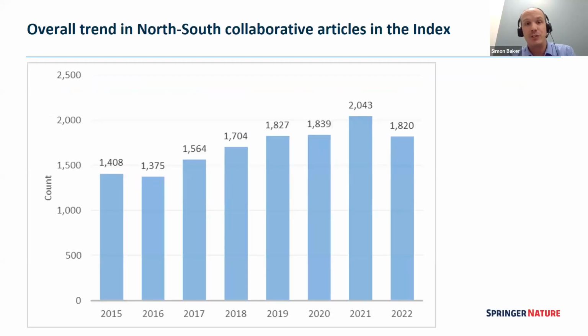For instance, here, this is just some overall trends in collaboration between global North-South. It shows the total number of papers published in Nature Index journals that featured authors from the global North and global South. You can see that the overall count of articles has been rising over time since the index was launched. There was a drop-off in 2022, but the index did drop in volume from 2021 to 2022, which is likely related to the pandemic.